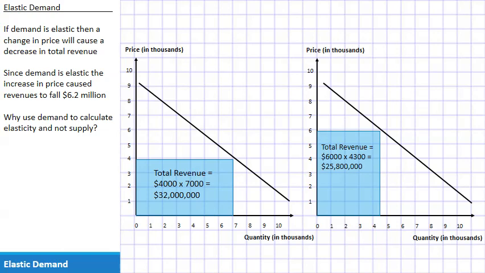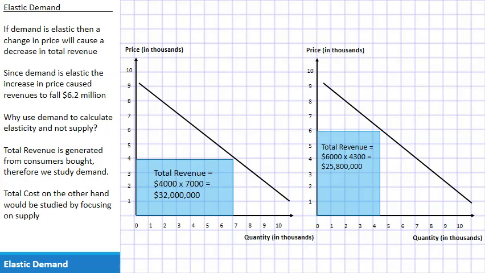So why use demand to calculate elasticity and not supply? Well, the answer to this one's pretty simple. Total revenue is generated from what consumers buy. Therefore, we study demand. When we talk about total revenue, we're only talking about what is actually being sold, and what is being sold is what consumers are purchasing. Now, total cost, on the other hand, would be studied by focusing on supply because that's the amount we make. And remember, total revenue minus total cost is going to give us profit.